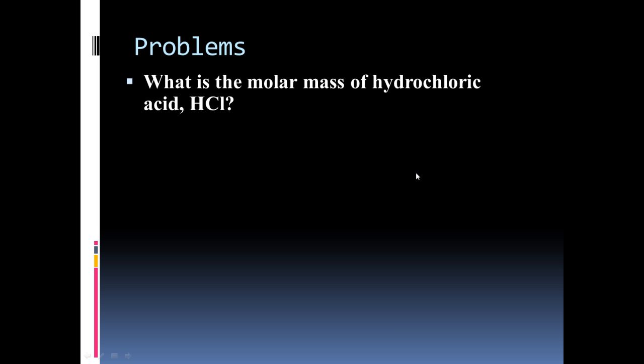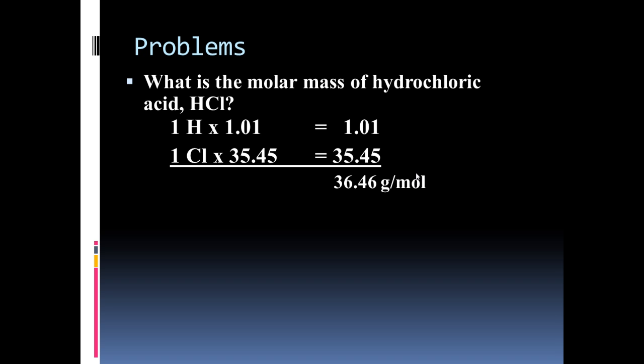Okay, the next problem here. What is the molar mass of hydrochloric acid? Now you're going to solve this one. So when we get the numbers off the periodic table, we already had hydrogen 1.01, chlorine 35.45 grams per mole. I just have one of each and I add them up.